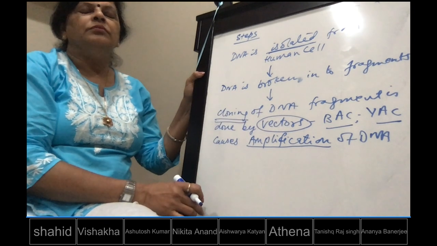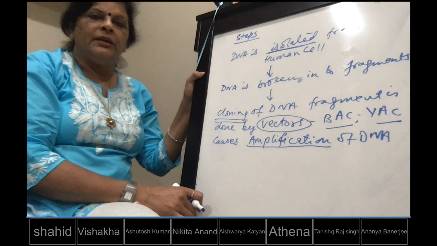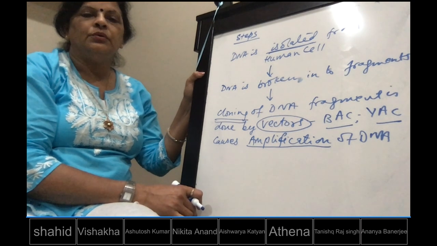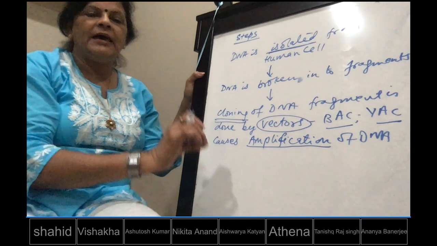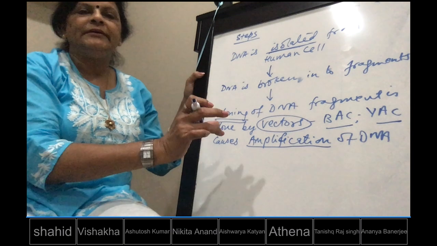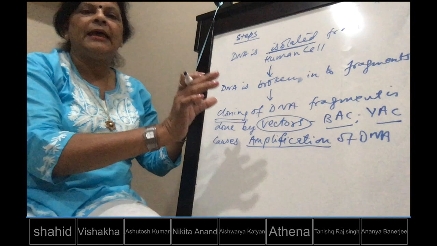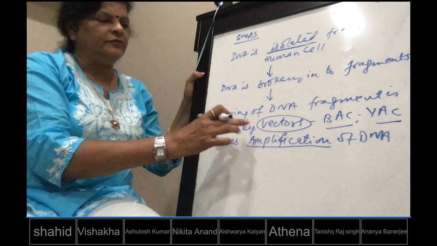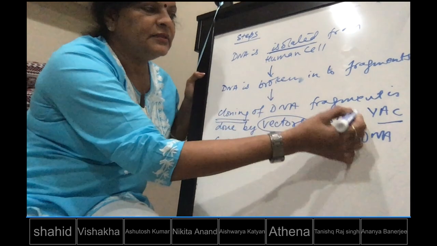Now, like say, malaria. Malaria का vector क्या है? Female Anopheles mosquito. Female Anopheles mosquito is carrying the germ for malaria. So that's a vector. So the word vector means carrier. So here the carrier for cloning of DNA fragments are these cells.